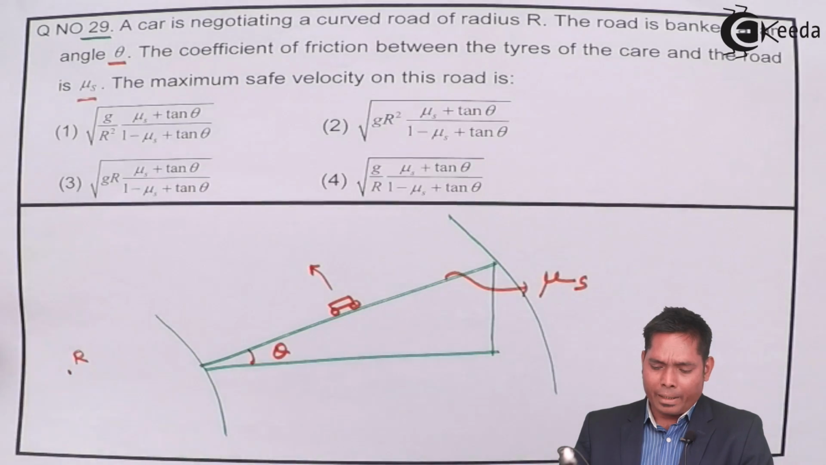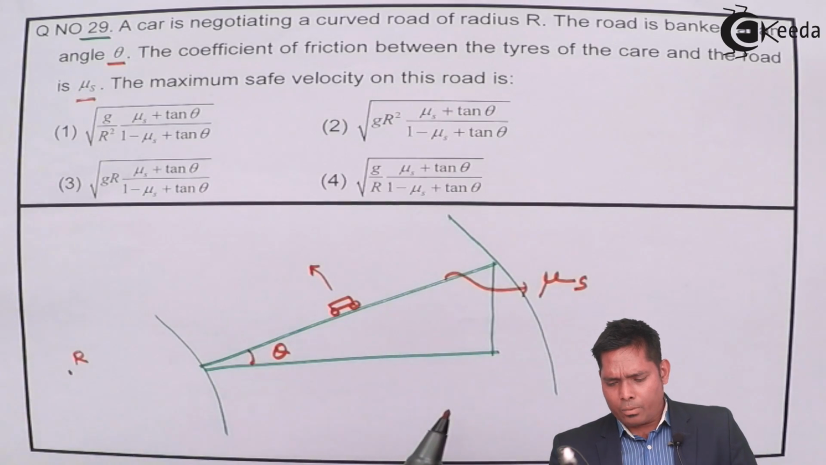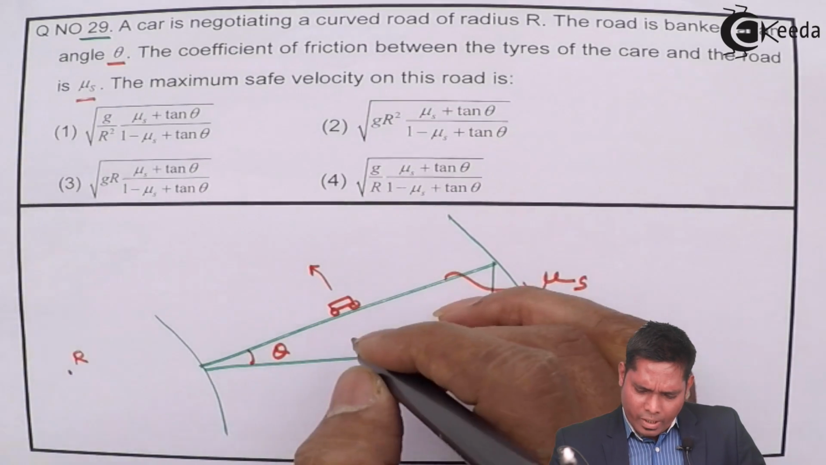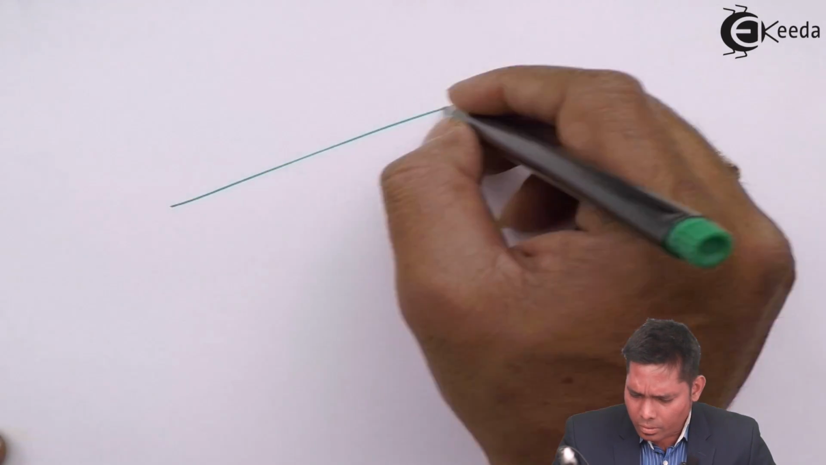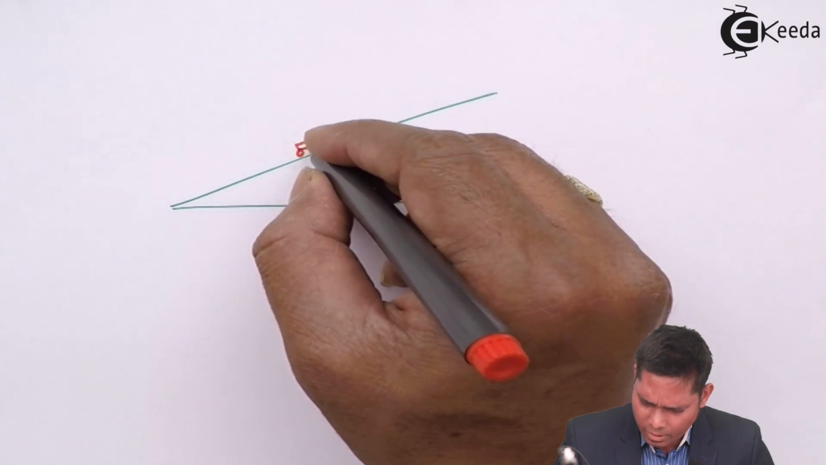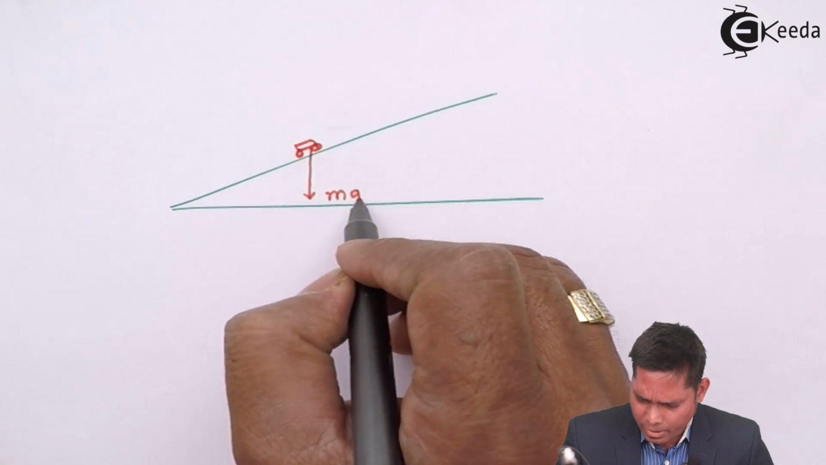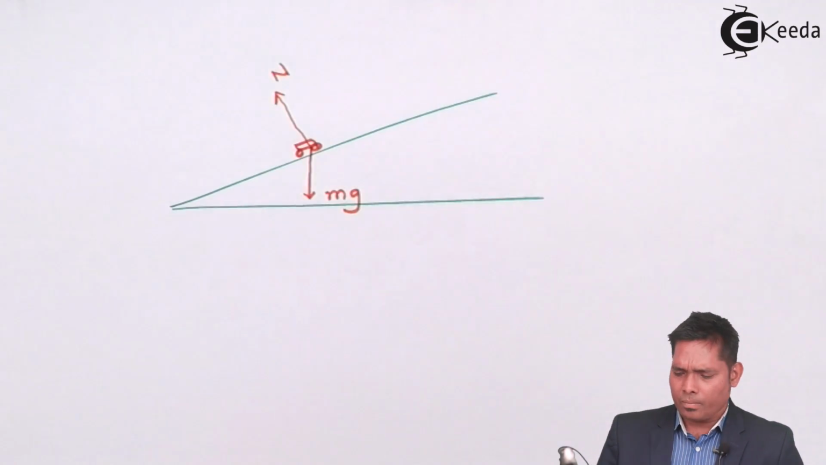In case of banking of roads, where the road is banked as well as friction is considered, we have to consider all the forces acting. Now we have to draw the free body diagram of this and then proceed. First of all, this is the situation. The car is over here. So this is the car. Now its weight, mg, will be acting vertically downward. The normal reaction will be acting in this direction.